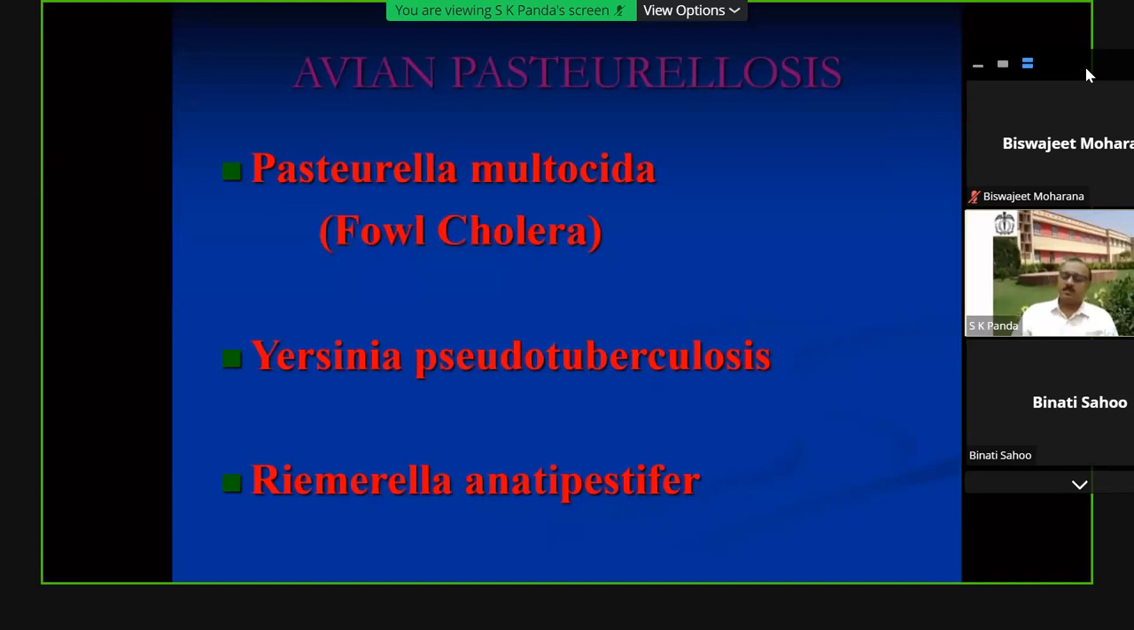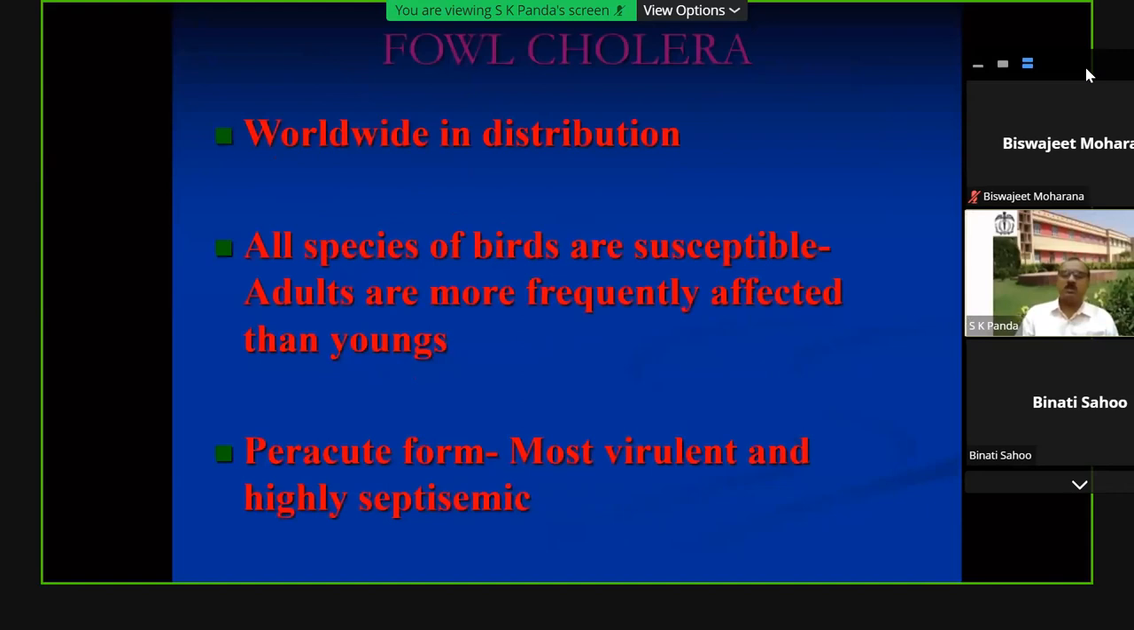Again, this disease has a very wide distribution. All species of bats are susceptible. Adults are more frequently affected. And again, the most important reason we are so worried about pasteurellosis in animals is that it comes in a very virulent and highly septicemic form. That's why the disease is called hemorrhagic septicemia, a peracute form. So you will not get time for treatment, nor time for diagnosis of the disease. The very peracute form of the disease is serious in nature. And since it comes in a septicemic form, mortality will be very high.